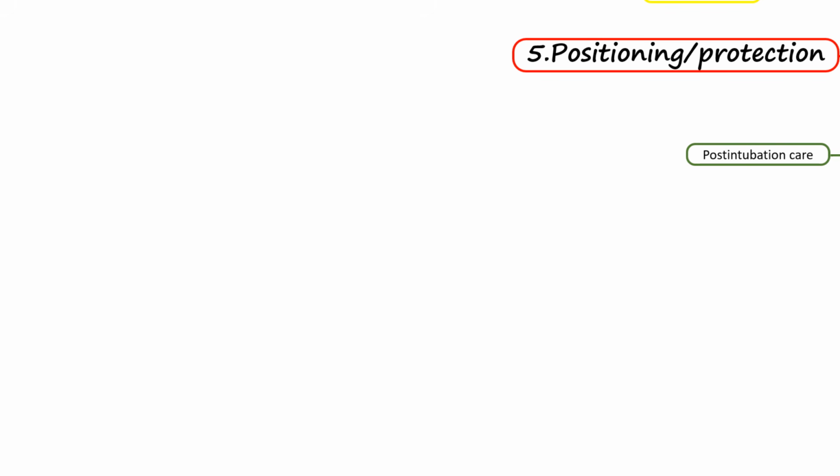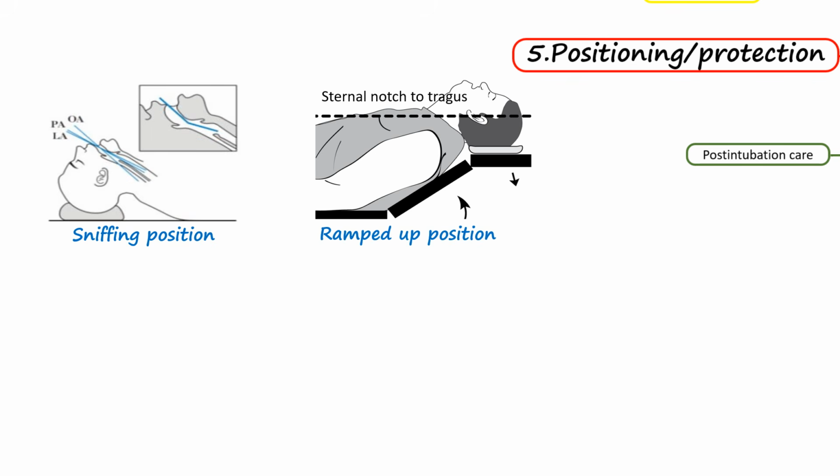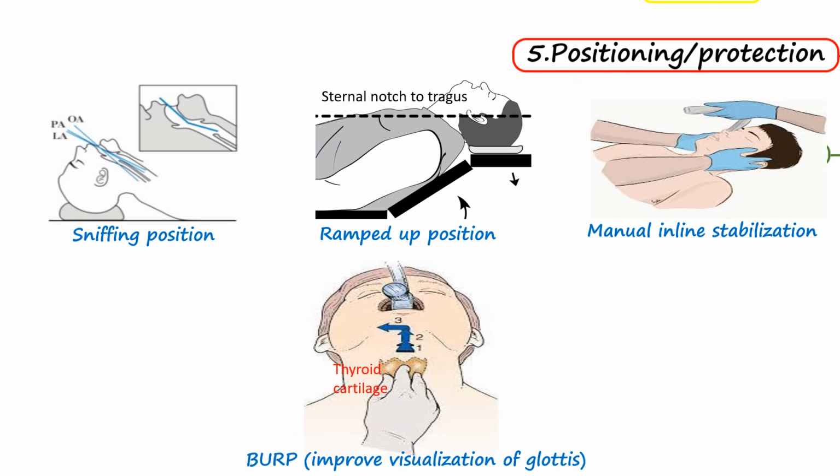We have already discussed the sniffing position of a normal patient, ramping in obese patients, and manual inline stabilization in cervical spine injury. The other positioning aspect of importance here is the BURP maneuver. BURP is an acronym for backward, upward, and rightward pressure, and it involves applying this specific pressure to the thyroid cartilage of the larynx. It is used to improve visualization of the vocal cords during laryngoscopy. It should not be mistaken for the Sellick maneuver or cricoid pressure, which we will see next.